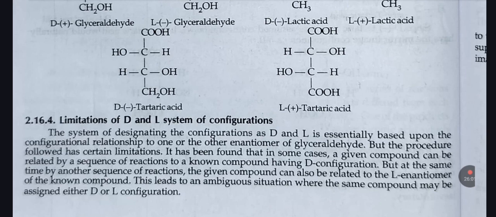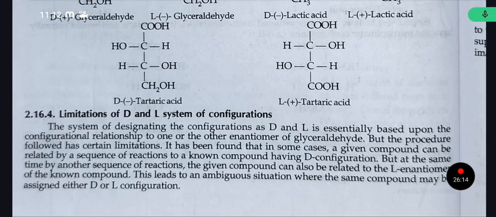It has been found that in some cases a given compound can be related by a sequence of reactions to a known compound having D configuration, but at the same time, by another sequence of reactions, the given compound can also be related to the L enantiomer of the known compound. This led to an ambiguous situation where the same compound may be assigned either D or L configuration.